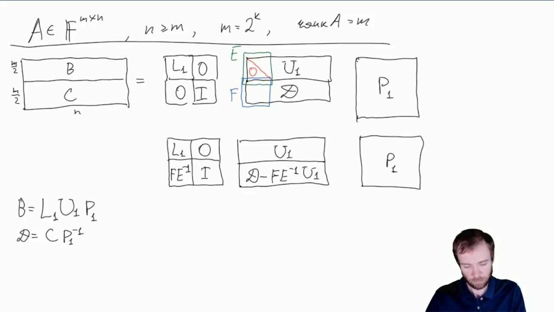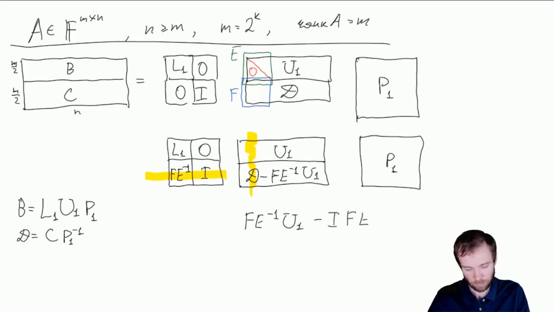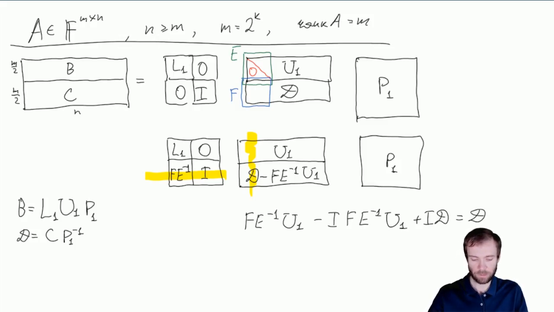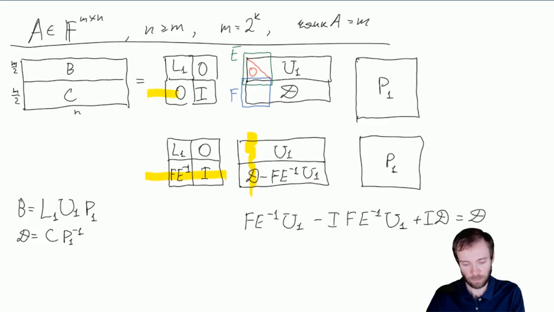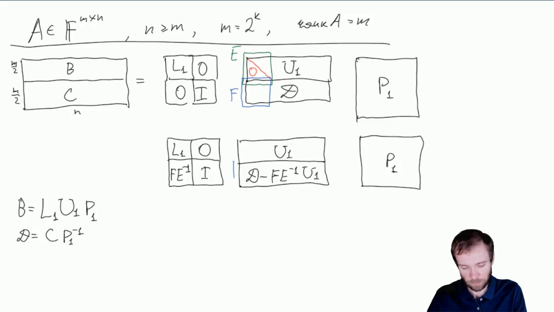So what do we have now? As soon as we multiply these rows by these columns, we get F E inverse U1 minus identity F E inverse U1 plus identity D, which is just D. And this is exactly what we would get if we multiplied these guys by these columns. So this portion is kept intact. But let's look on the same square subblock of this matrix.